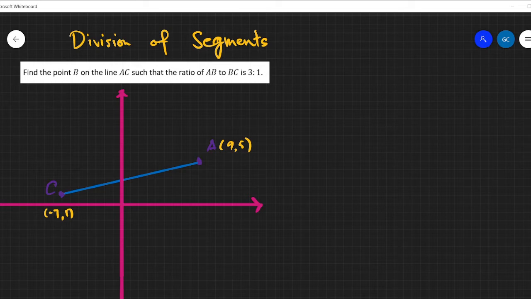So in dividing up or division of segments, we are actually looking for a specific point or specific ordered pair in the coordinate plane, which is in some sort of proportion from two other points. Like for this example, we have here: find the point B on the line AC such that the ratio of AB to BC is 3 to 1. Okay? So if you have any idea on how to solve this, you may want to pause the video and try this on your own.